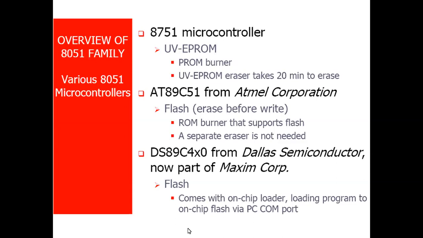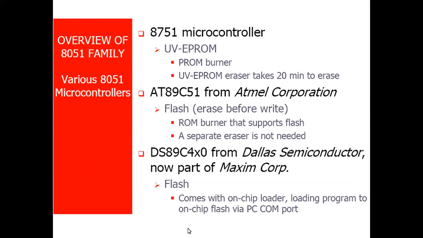As it takes 20 minutes to erase the data, this process is very slow. That's why we need flash memory or NVRAM versions of the 8051, because the UV EEPROM takes too much time to erase the data. So we need flash memory or NVRAM, which is faster than the UV EEPROM eraser.